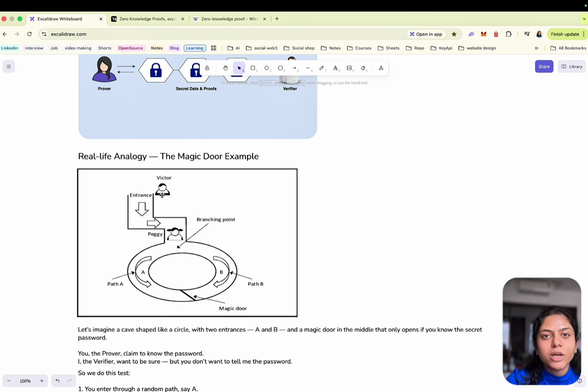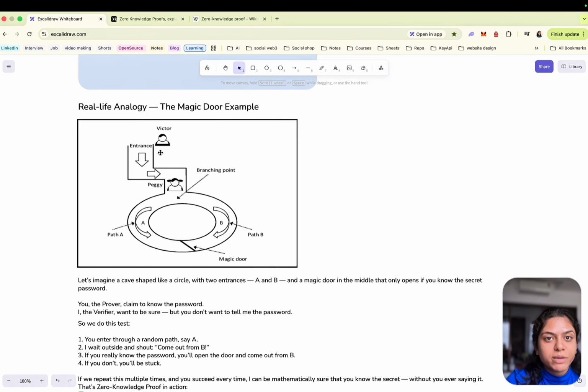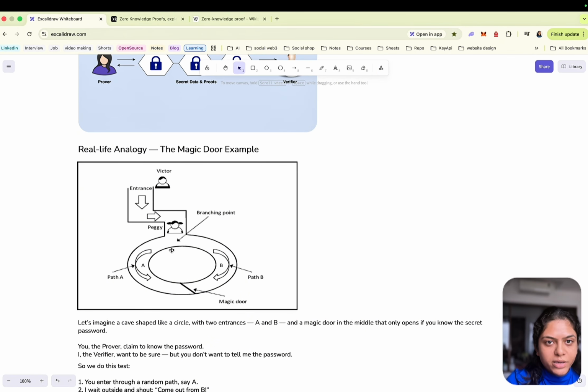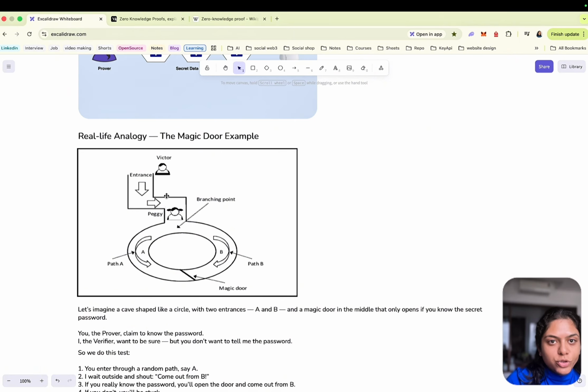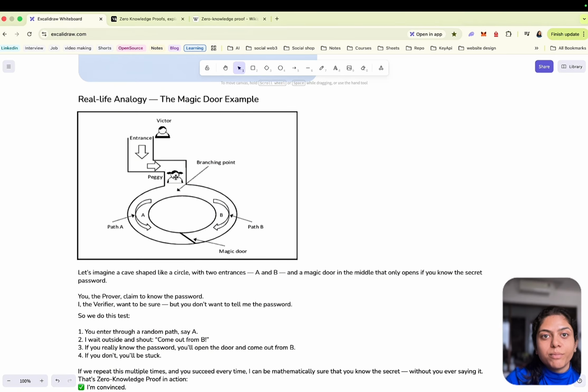Here Victor plays the role of the verifier and Peggy is the prover. Let's imagine a cave shaped like a circle with two entrances. The one is A and the other is B. The magic door in the middle only opens when you know the secret password. Peggy, the prover, claims to know the password of that magic door. Victor, as the verifier, wants to be sure Peggy knows the password, but Peggy doesn't want to tell the password to Victor. So how can he know that Peggy knows the password?